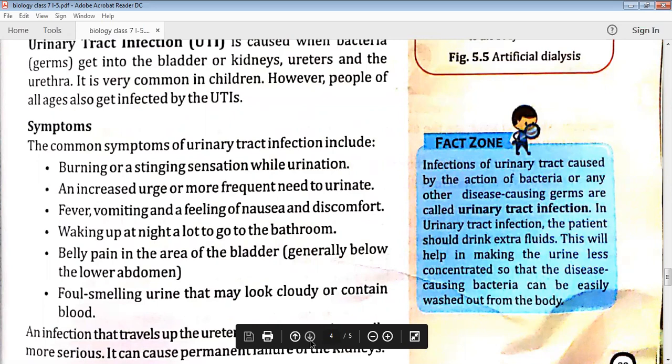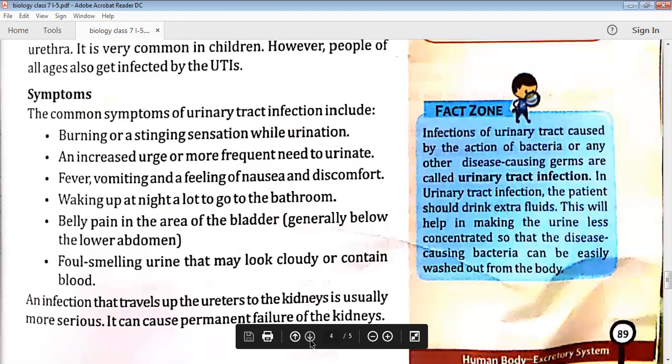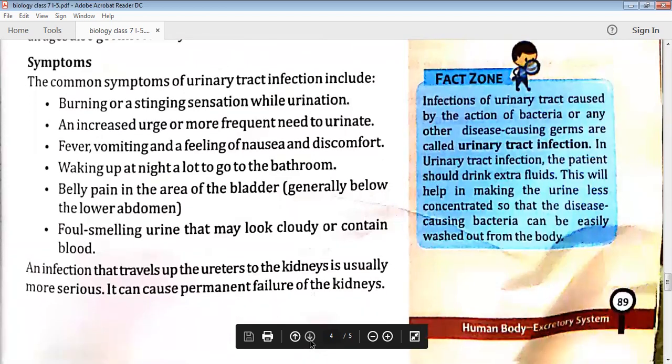Fever can be there, vomiting. You may feel nausea, some kind of discomfort. Waking up at night a lot. At night when you are sleeping, again and again the person will wake up for urinating. There may be pain in the abdomen, the lower part of the stomach, and a very bad smell may come from the urine. Foul smelling urine, which looks cloudy or whitish in color, or may contain blood, is the main symptom of UTI. So we can see infections occur because of disease causing germs.